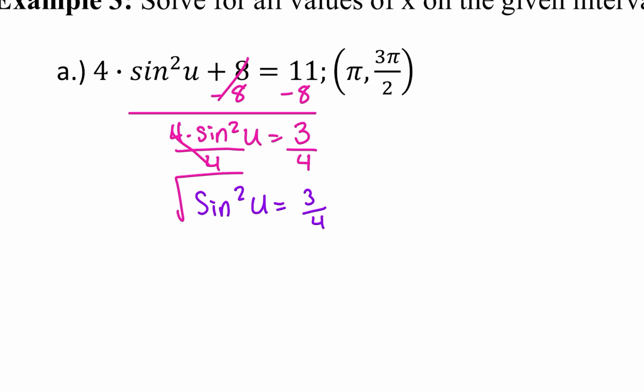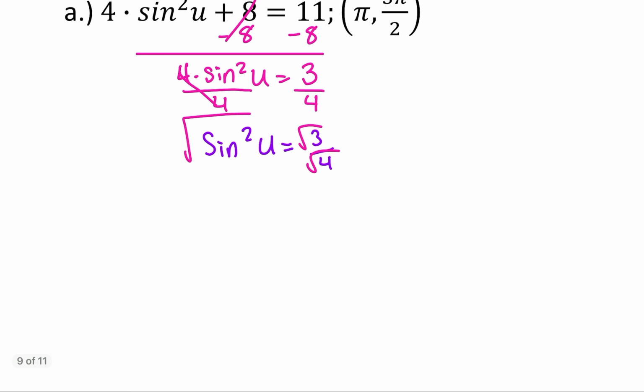And I got one more step. Because it's sine squared, we're going to square root both sides. Now, when I square root a fraction, the easiest way to think about it is square root the top and the bottom separately. They each get square rooted on their own accord. So over here, the sine squared and the square root cancel, so I just have sine of u. On that right side, the square root of 3 can't be simplified, but square root of 4 does and becomes just 2. So I end up with square root of 3 over 2.